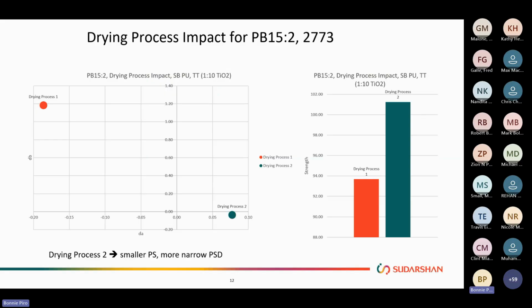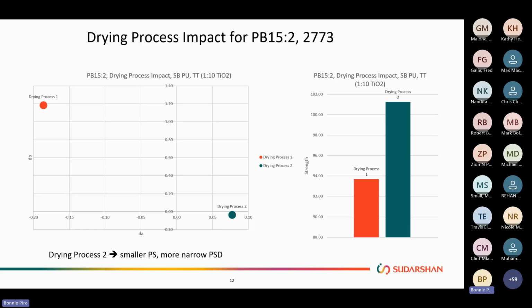An example. This is an example of Pigment Blue 15:2, an alpha CPC blue. And in this case, we are comparing two different drying processes on the same product. Here we are evaluating it in a solvent-based polyurethane type formulation, and in both the color of the tint tone process as well as the strength, we see a difference in the end result purely by the choice of the drying process that we use.